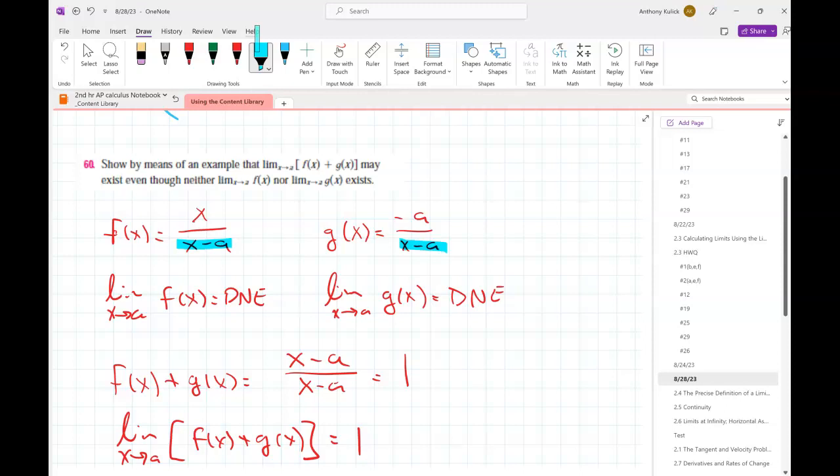So again, the hard part would have been knowing to start with the x minus a in the denominator. And there's probably another way you could have done this with something else, but this to me seemed like the simplest, most obvious way of doing this.